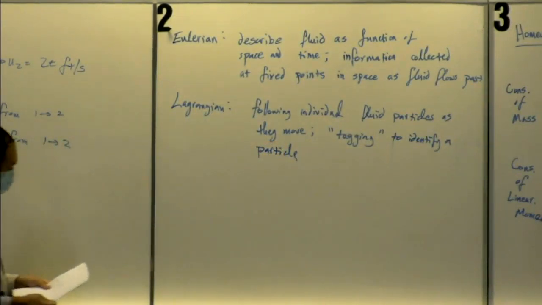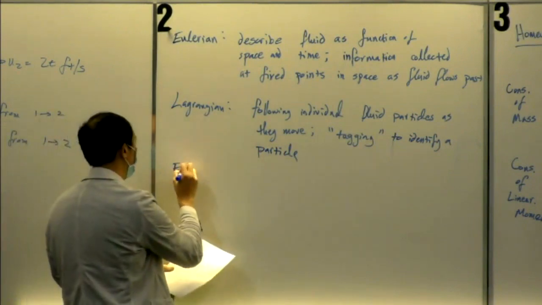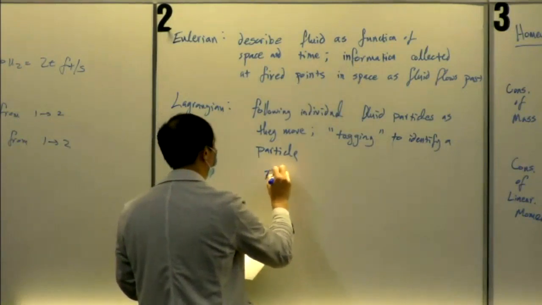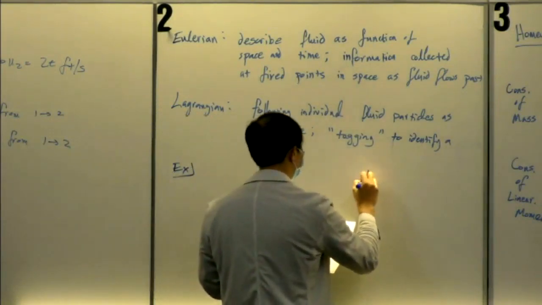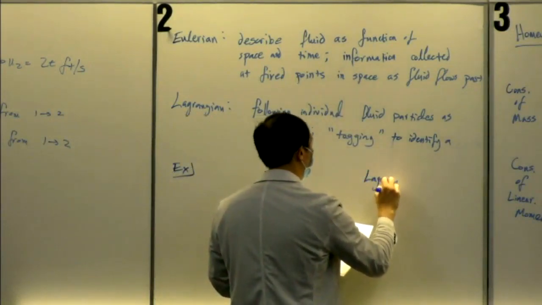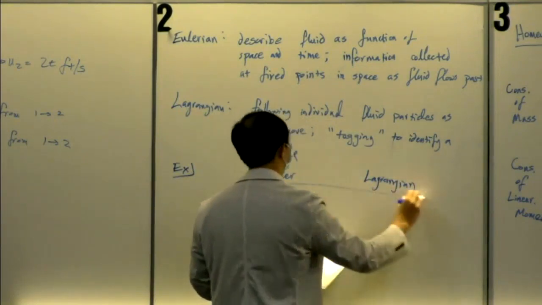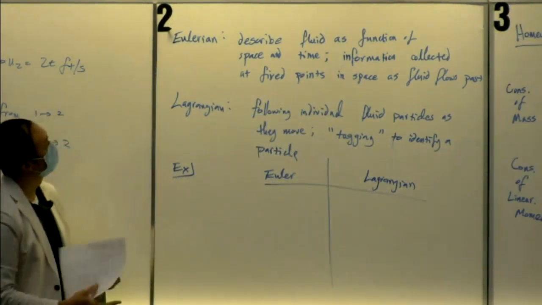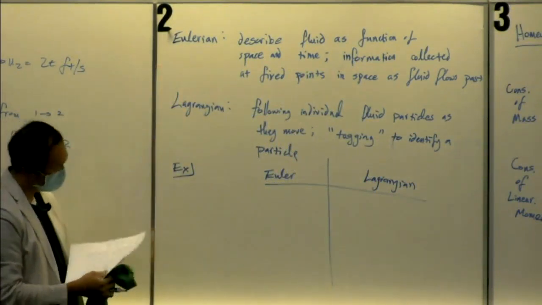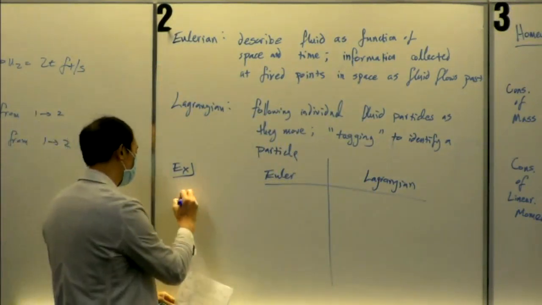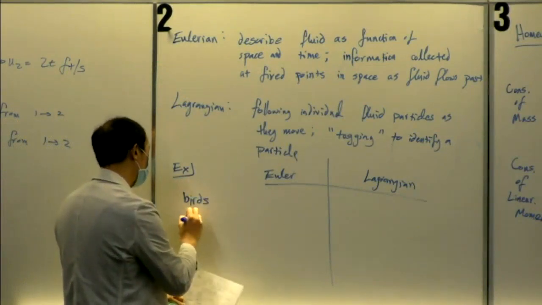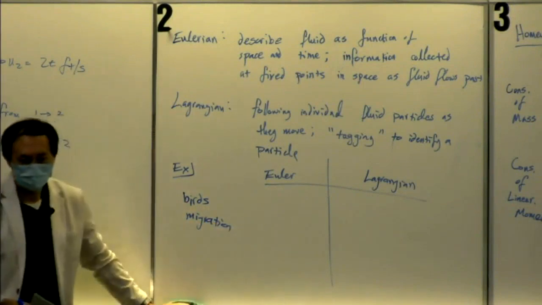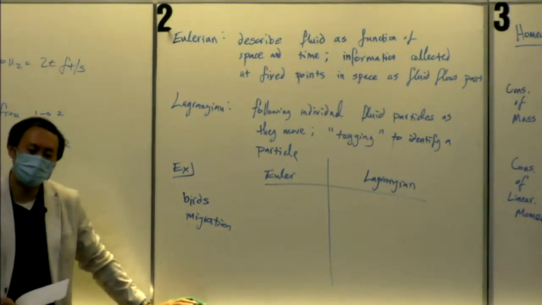All right, let's give two examples here. So let's go over these. Let's look at the example of birds migrating. Let's say you want to measure a bird migration. Now, birds are a good example because they're actually flying around.